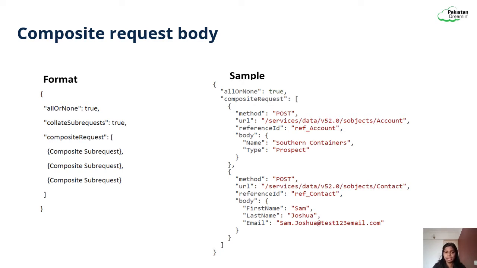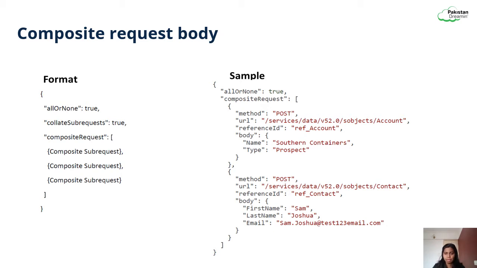Let's go through the details. The first one is account creation, where the method is post and the URL is services/data/API version, followed by S-objects and account. Now there is something called reference ID. I'll come into that. Then followed by body.